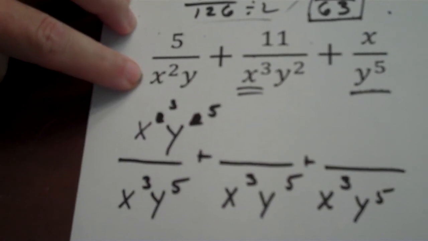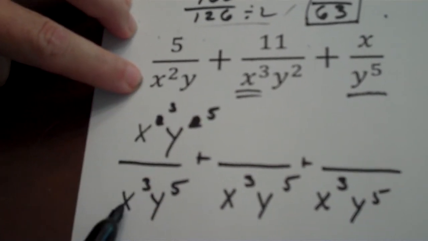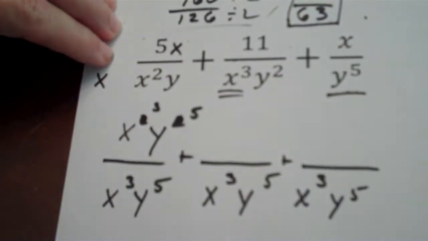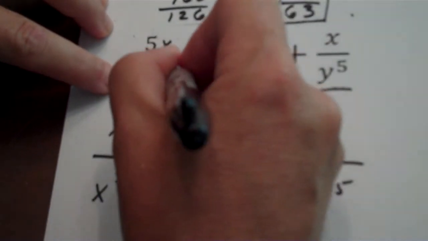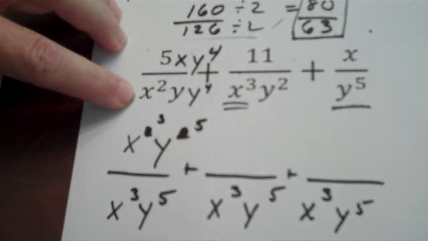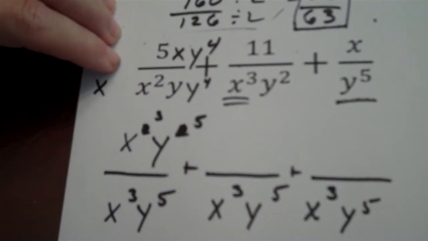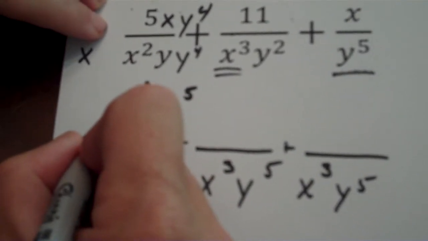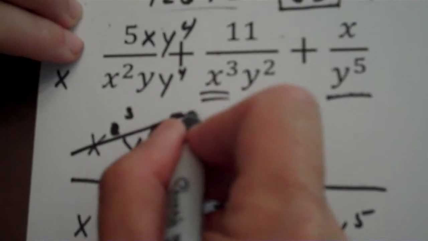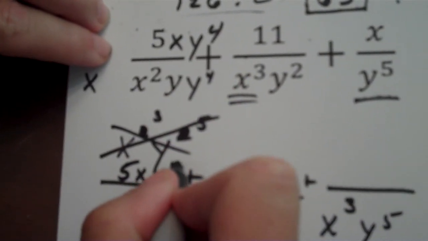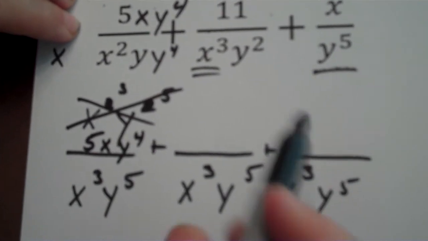So what am I missing from the first one? Well, I need another x because I need 3 x's. So let's put another x on there, top and bottom. And I need 4 more y's, right? So I'll put 4 more y's on the top and the bottom. And what does that give me? And I have not allowed myself enough room here, folks. I'm so sorry. I'm going to squeeze it in here. I don't really need this anymore, right? I've got 5xy to the 4th.